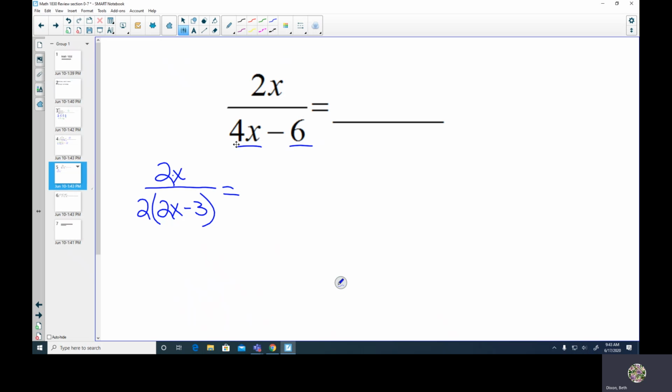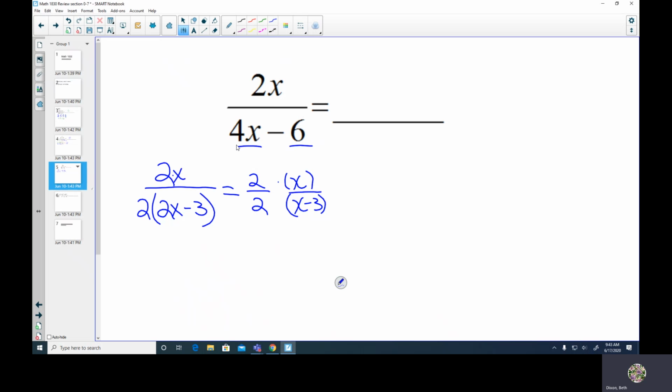The 2 has been factored out. If you factor it out, you can then divide it out, but it has to be factored out first so that it's a multiplication, because then we can write it as 2 over 2 times x over x minus 3. And if I multiplied that back out, I would get the original problem, because 2 times x would give me 2x, and 2 times x minus 3 would eventually give me 4x minus 6.